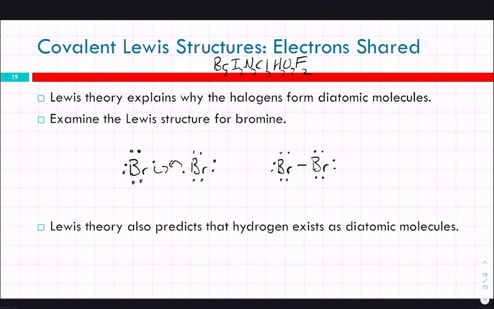Hydrogen also exists as a diatomic element for the same reason, right? If each hydrogen has 1 electron, all they have to do is each share their 1 electron, and they can have a duet. And you can do the same thing for any of these Brinkelhoff elements.